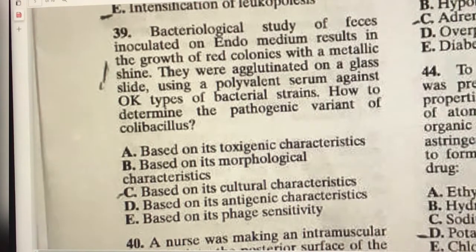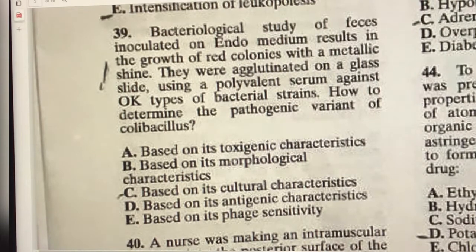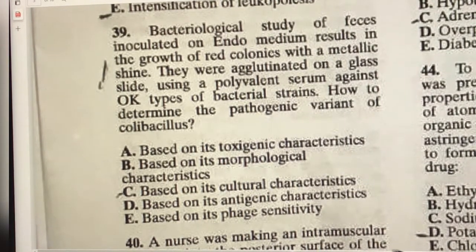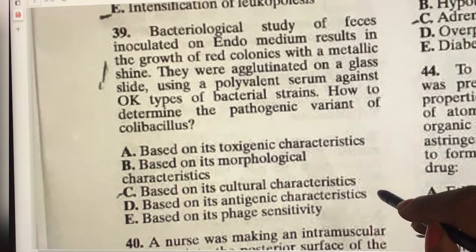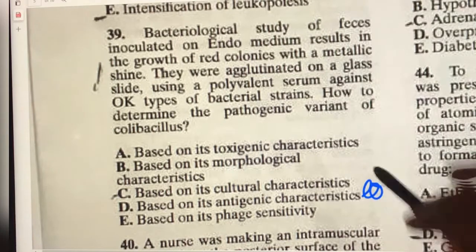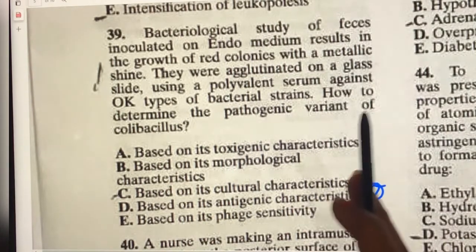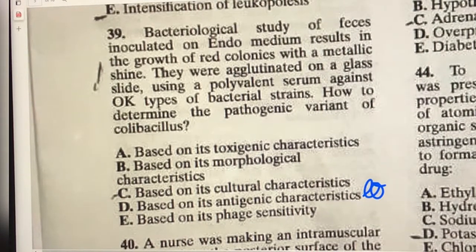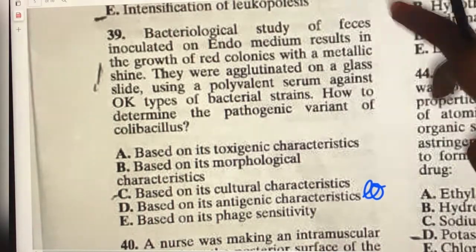Based on toxigenic characteristics, no. Based on morphological characteristics, no. Based on cultural characters, no. Based on its phase sensitivity, no. The option is D, based on its antigenic characteristics. By knowing their antigenic characteristics, we will find the pathogenic cells, because they are doing it with agglutination on the glass slide. So this is by antigenic characteristic.